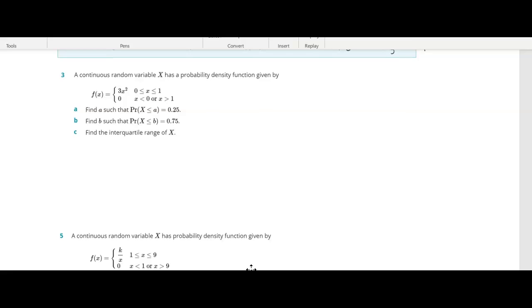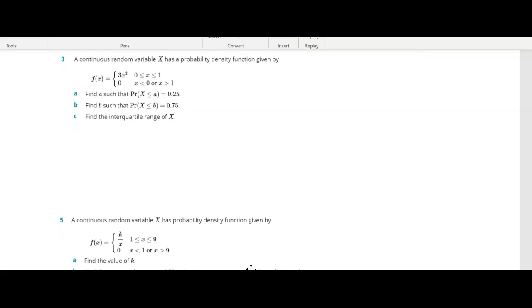All right, so let's have a look at a few questions. A continuous random variable x has a probability density function given by, find A such that, so we're finding the lower quartile, then we're finding the upper quartile, and then we're finding the interquartile range.